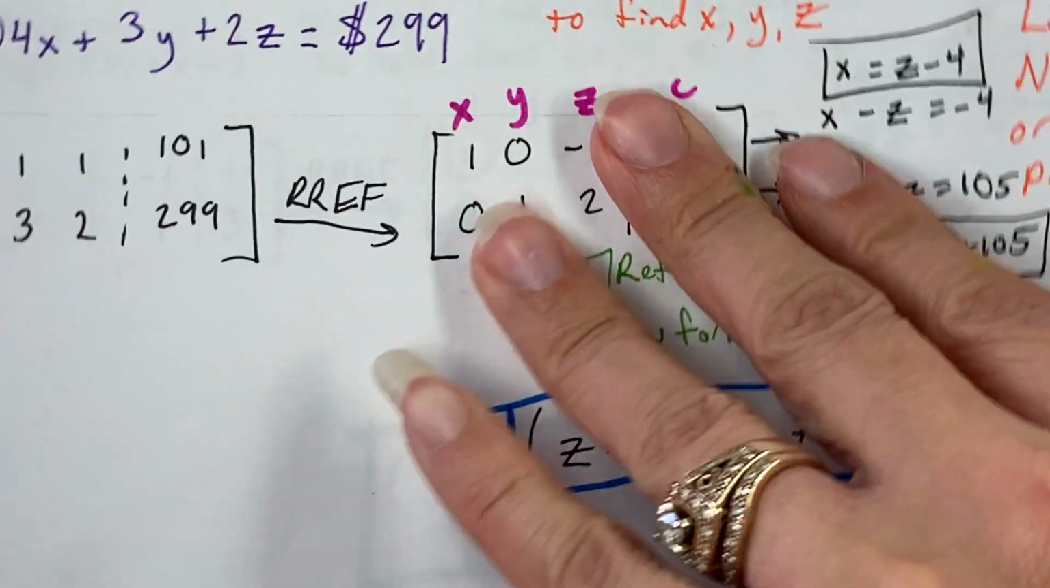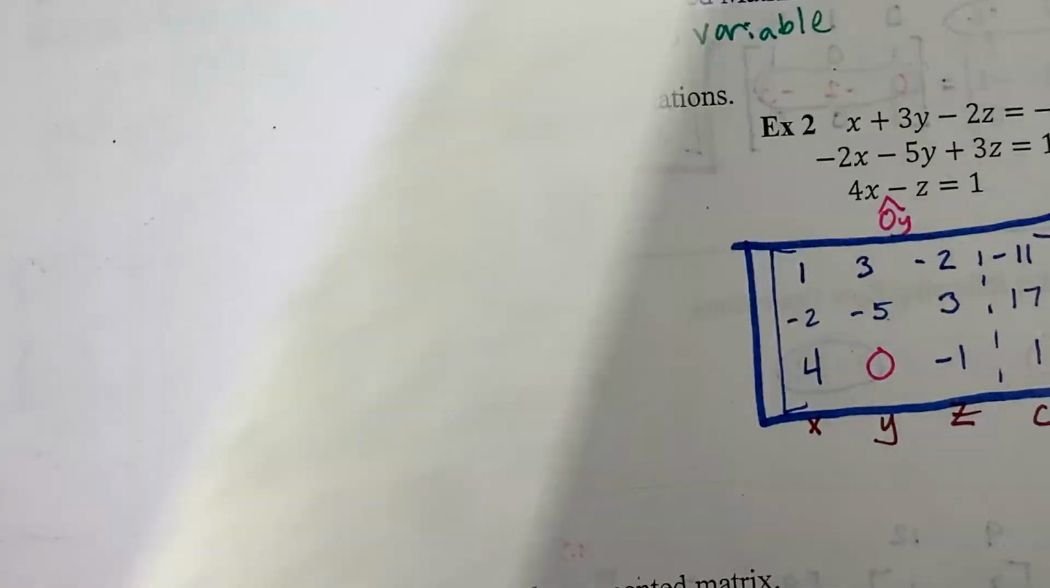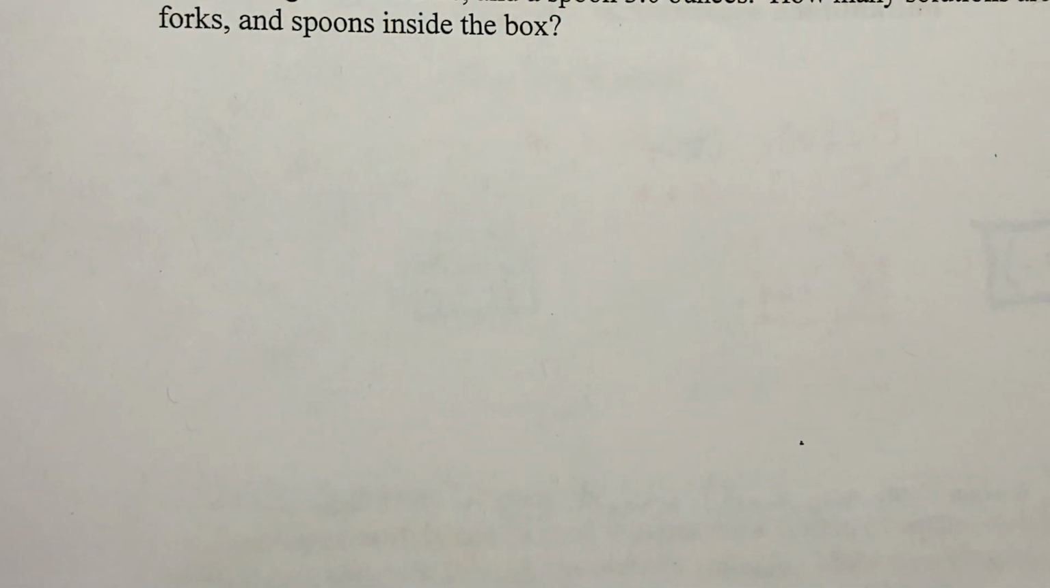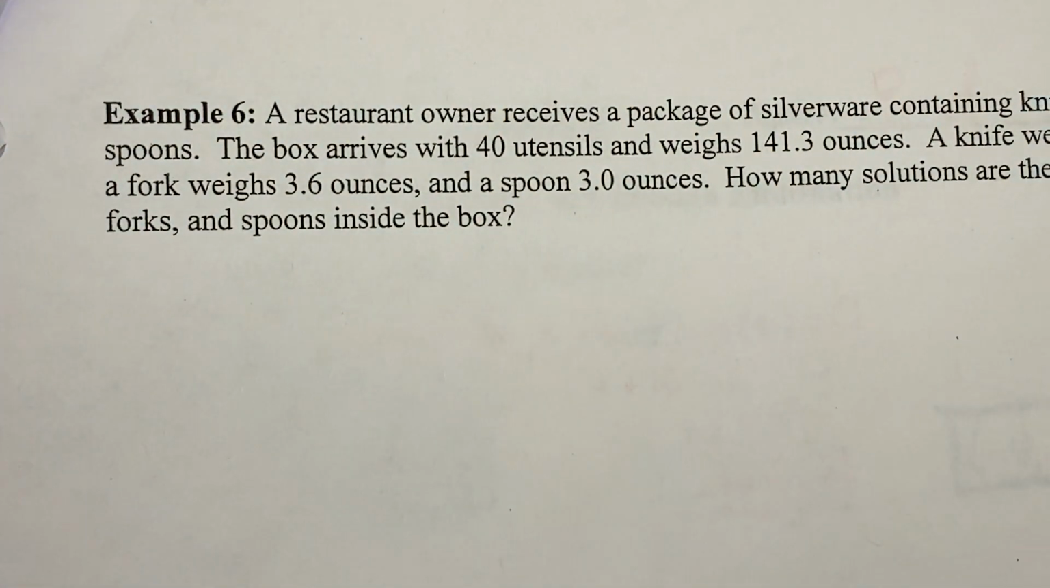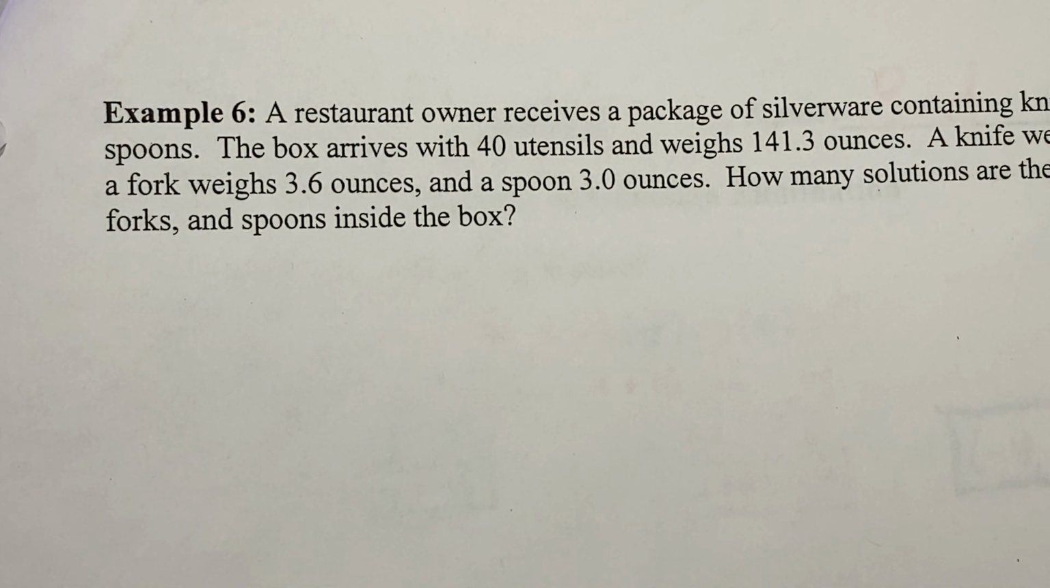All right, let's go ahead and turn to the next page. And check it out. This is our last problem of Unit 4. Woo! All right, so a restaurant owner receives a package of silverware containing knives, forks, and spoons. The box arrives with 40 utensils and weighs 141.3 ounces. A knife weighs that many ounces, fork, spoon. How many solutions are there for knives, forks, and spoons inside the box?